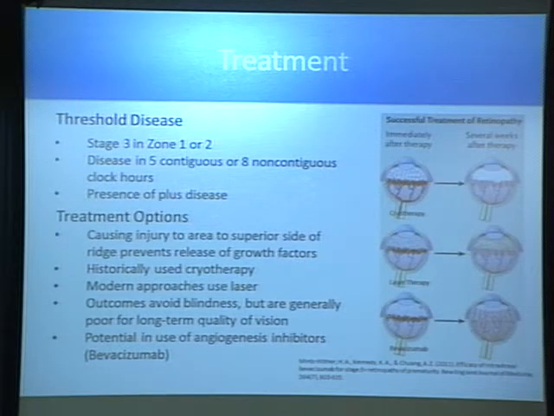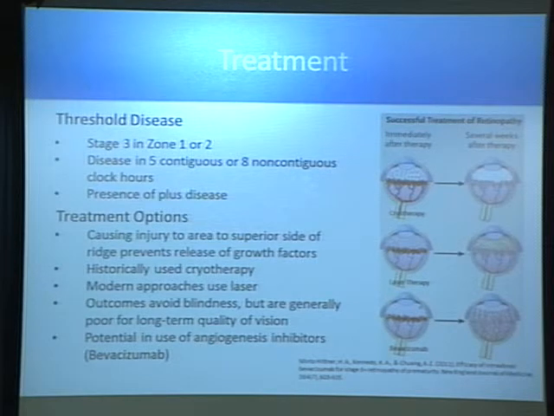For a lot of these cases, I think it was 90% of cases, it'll get better in general, but in about 10% of the cases, it continues to progress. So once you identify an infant as being one that's going to require treatment, you get into different ways of treating it. And historically, what they used was cryotherapy to cauterize that undeveloped area of unvascularized tissue to prevent it from releasing these angiogenic factors. And that would halt the progression of the disease.